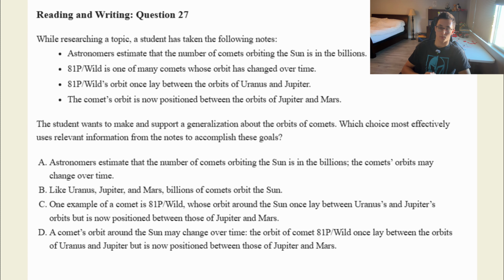B doesn't really have a support, so if you picked B, I would try to better understand what supporting a generalization is. But yeah, C does just give an example and then doesn't really make a generalization. So that's why that's incorrect. And A does make a generalization, but it's not directly tied to the orbits of the comets. It talks about, oh yeah, all these comets are orbiting and there's a lot of them, but it doesn't say like the orbiting comets change over time like D does.